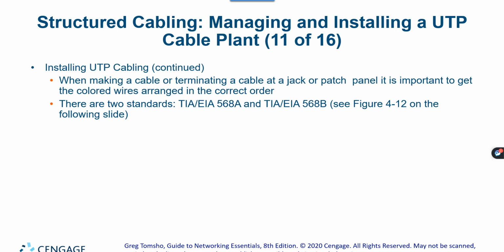When making a cable or terminating a cable, it's important to get the color wires arranged in the correct order. There are two different standards for the coloring. We have the TIA-EIA, remember that's a standards organization, 568A and 568B. Whatever you use, you just need to make sure that you stick with it. If you don't use the standardized wiring colors, then the person that comes behind you is going to have problems because they assume that you're following standards. Always follow standards.